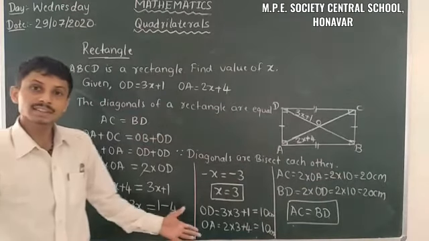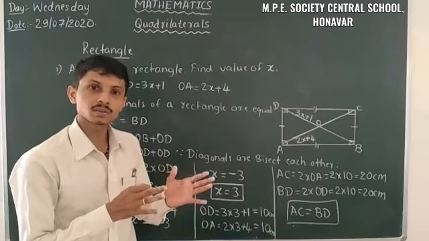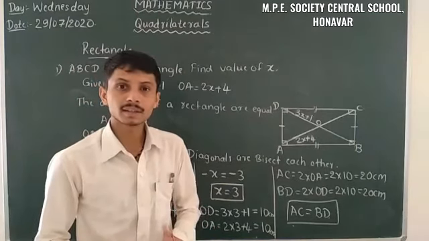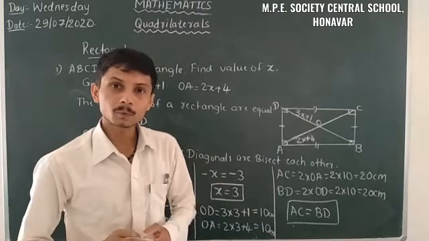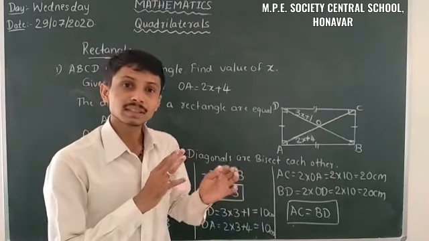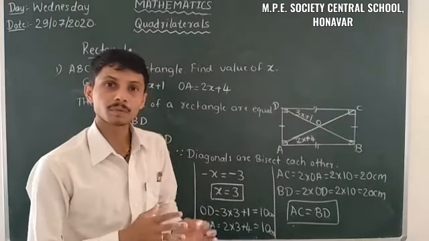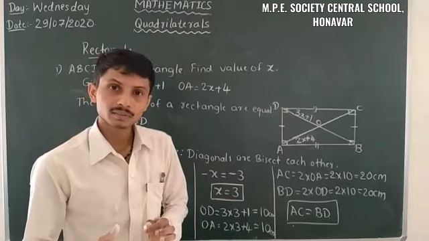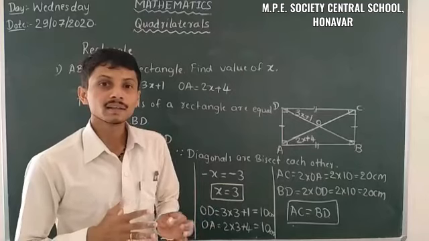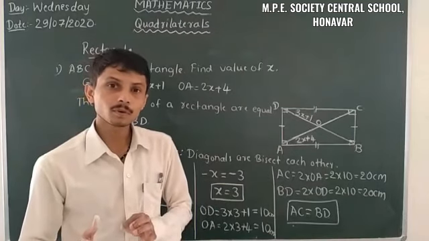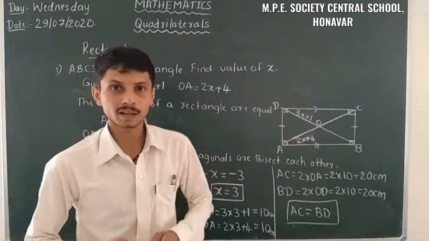So this is about the rectangle. In the rectangle we have already learnt the properties of a rectangle, and we already proved that the diagonals of a rectangle are of equal length. Again we took some problems, found the value of the diagonals, and also proved that the diagonals of a rectangle are of equal length. So let us conclude this part here.